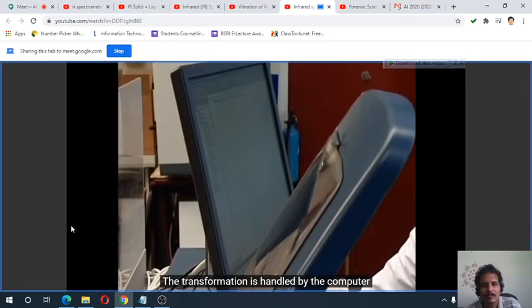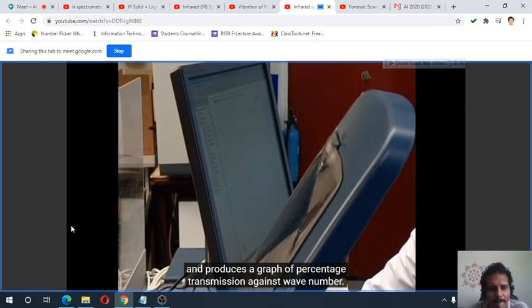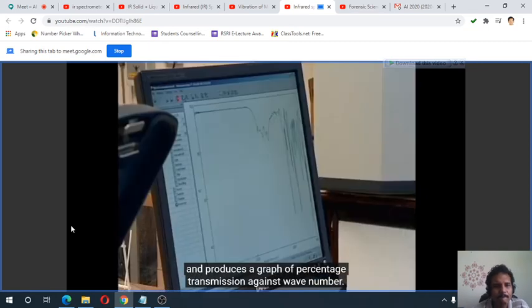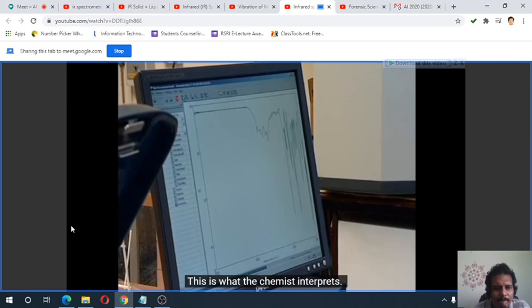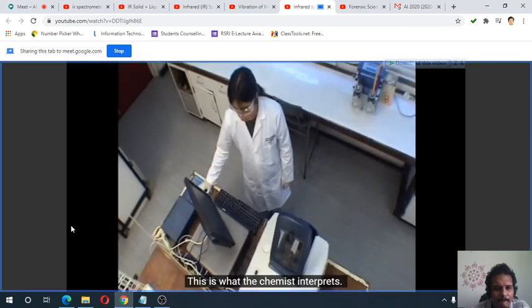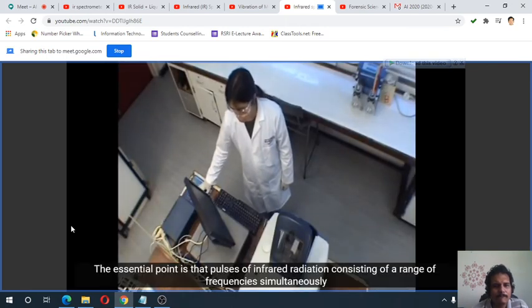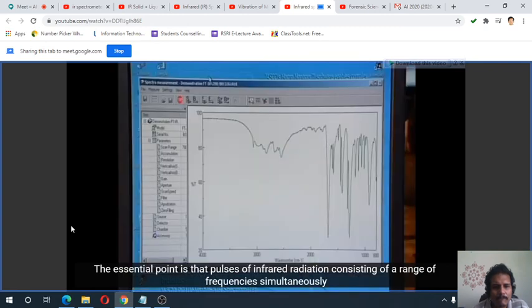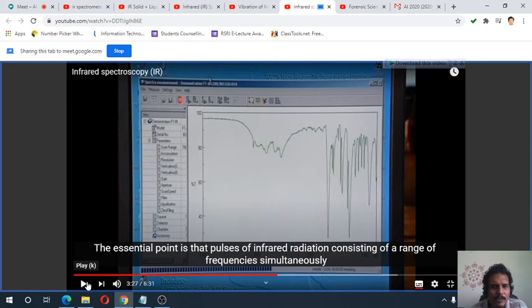The transformation is handled by the computer and produces a graph of percentage transmission against wave number. This is what the chemist interprets. The essential point is that pulses of infrared radiation consist of a range of frequencies simultaneously. See here, this is around 2000, less than 2000. This is indicating the compounds.